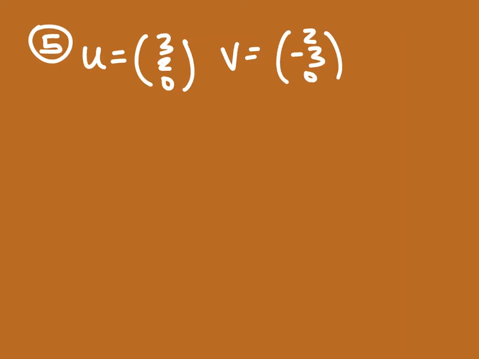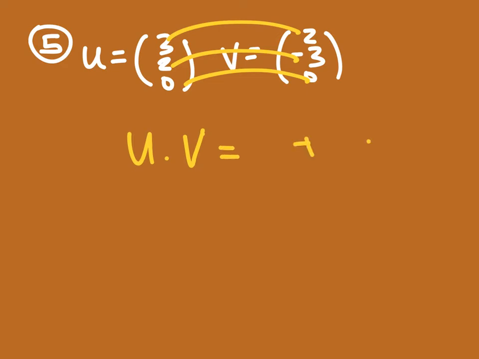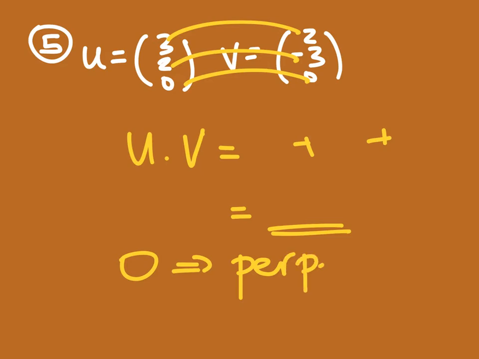Question 5, we've got 2 vectors and you have to determine whether or not they're perpendicular. So we're going to do u dot v. So this times this, this times this, this times this, and we're going to add them all up, and we're going to check to see what the answer is. If the answer is 0, then that means that they're perpendicular. If the answer isn't 0, then it means they're not perpendicular.